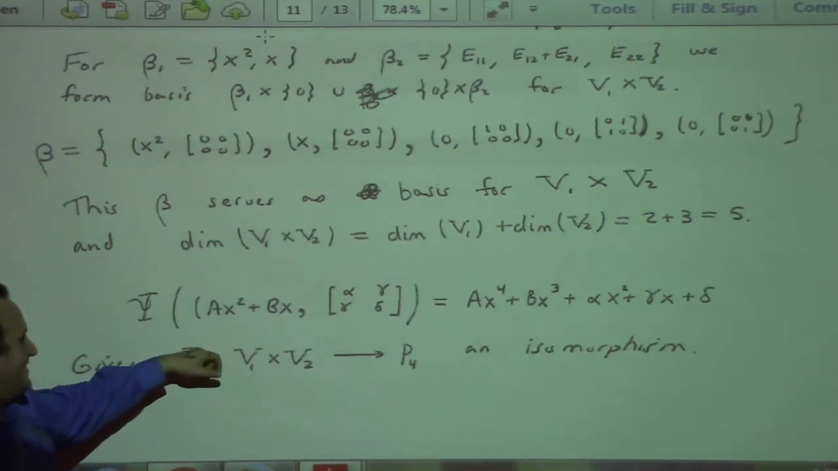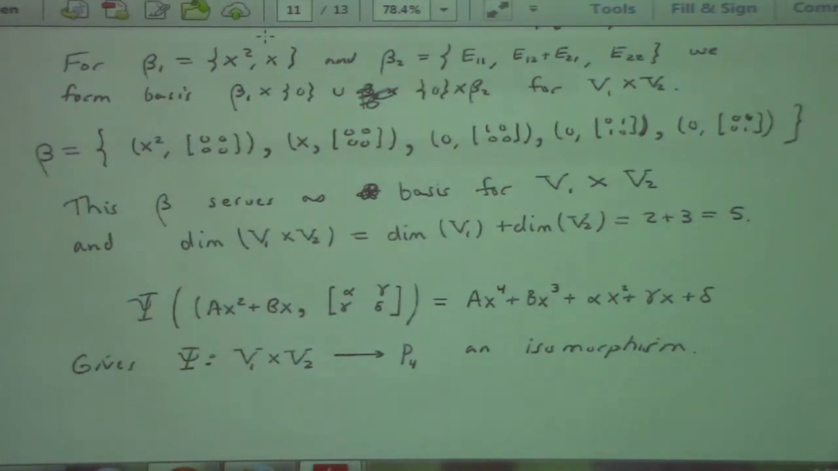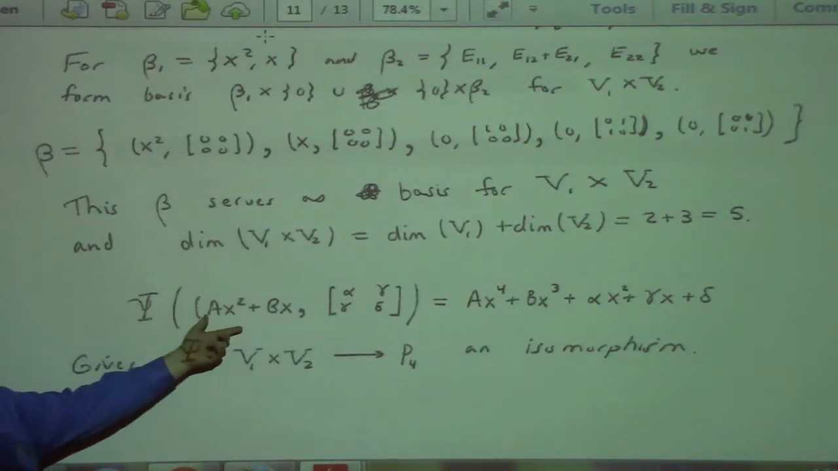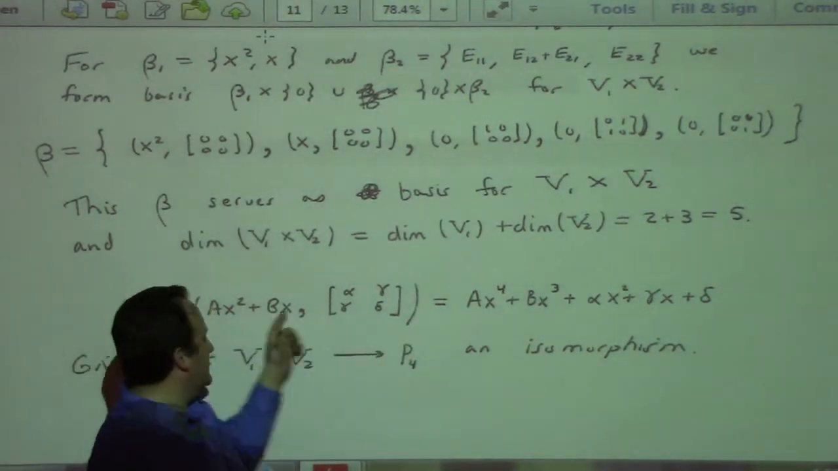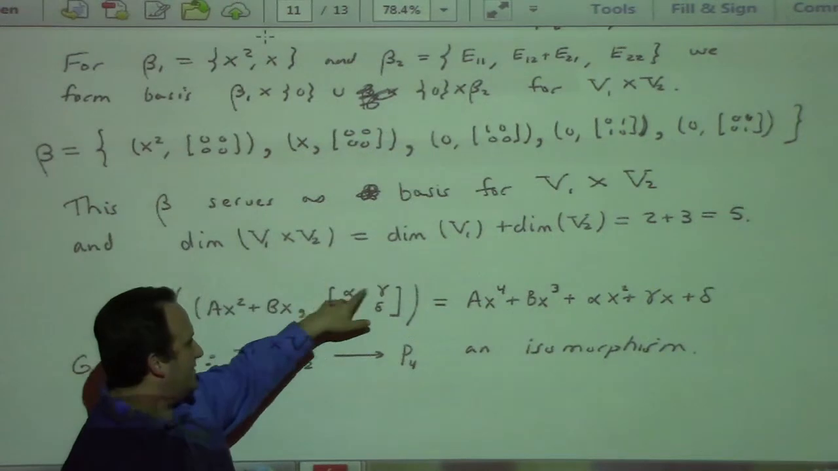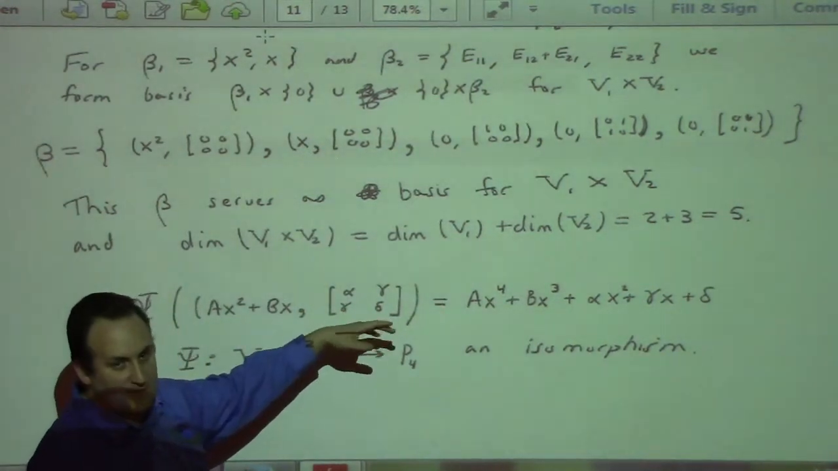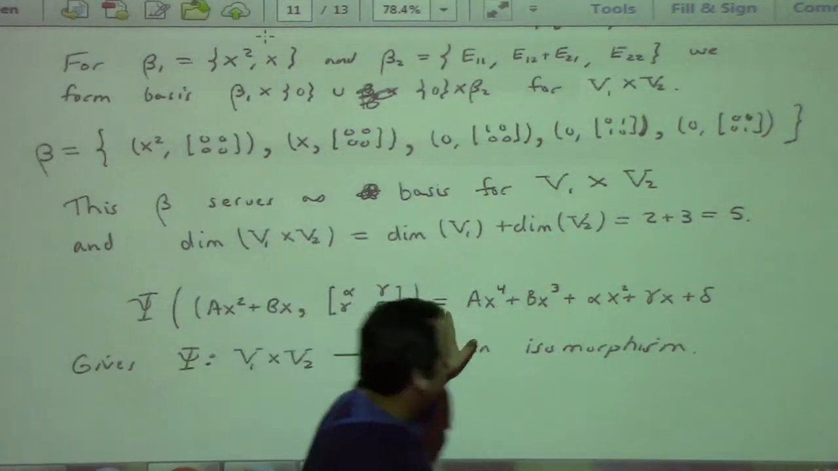Okay. There you go. Oh, and here's the isomorphism. So you write down an arbitrary thing, right? And then you just count your parameters: A, B, alpha, gamma, delta. I guess you probably used other letters. There it is.